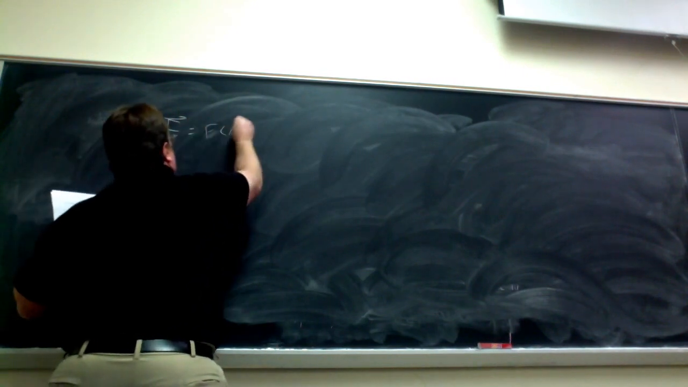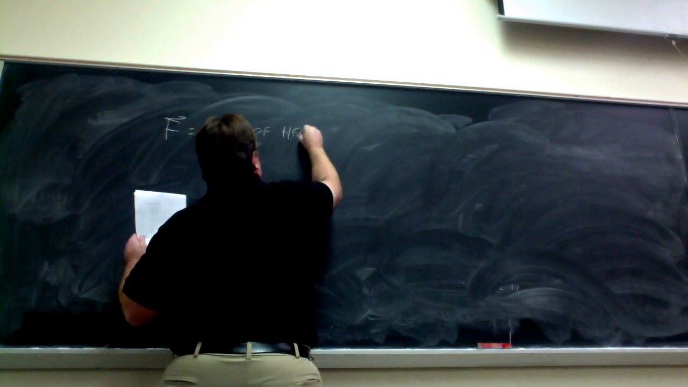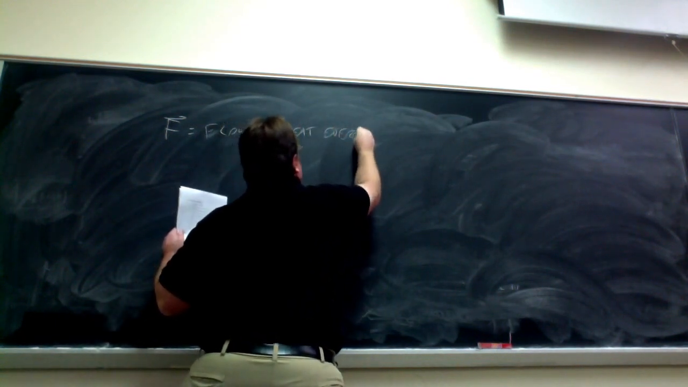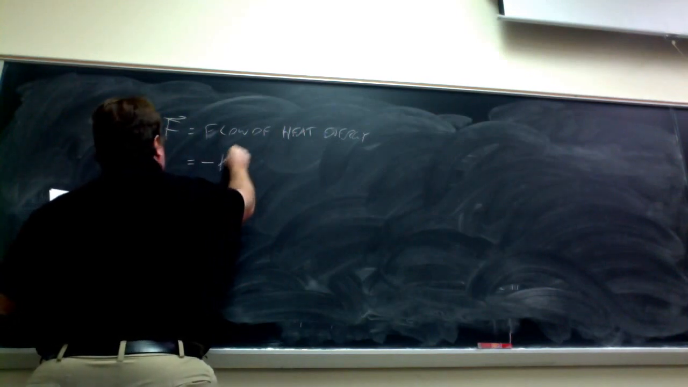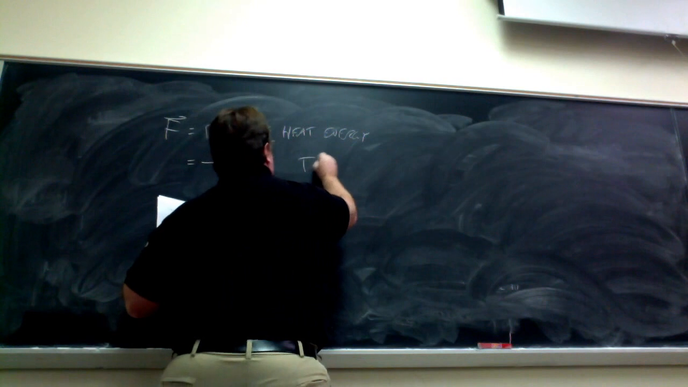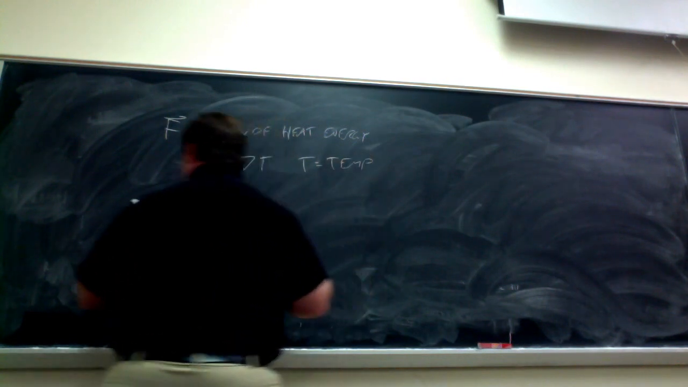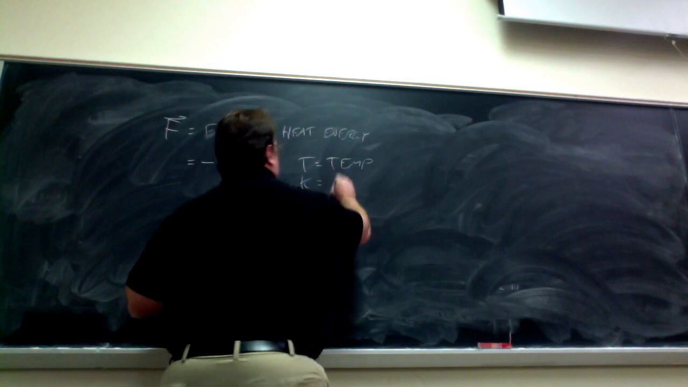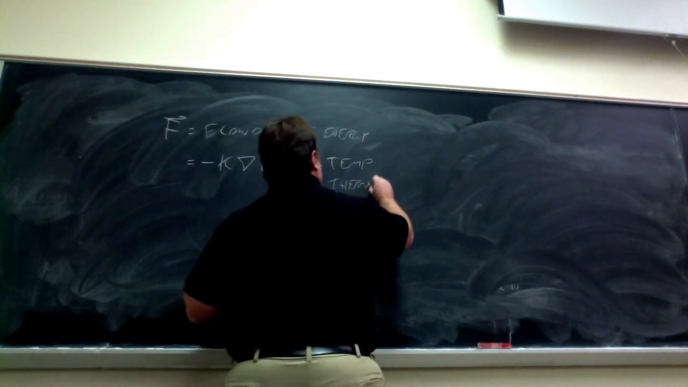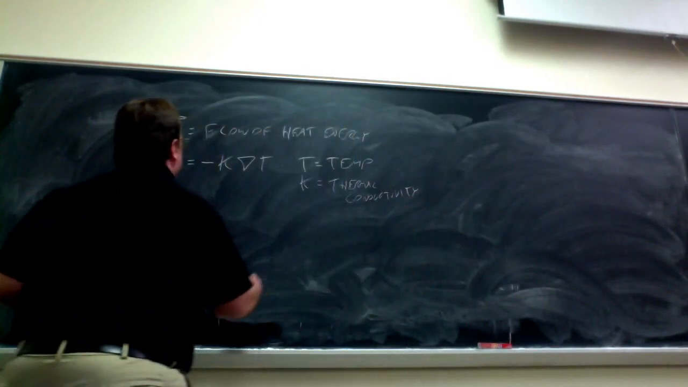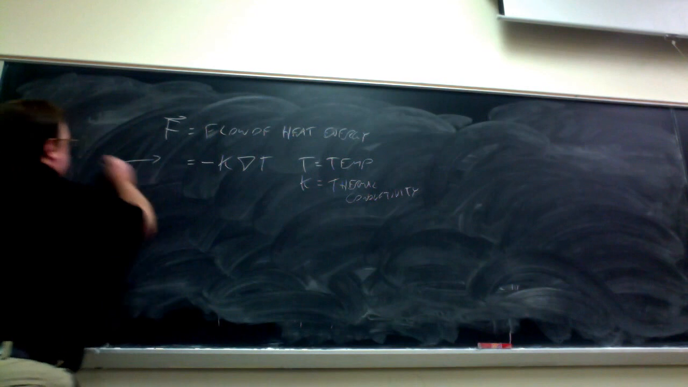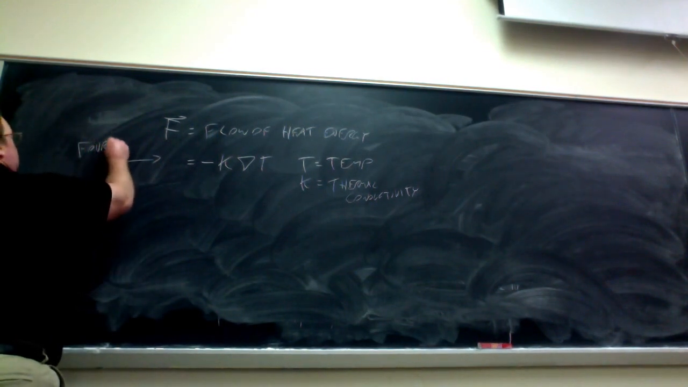All right, so suppose that you have a vector field F that is a flow of heat energy. Okay, and it turns out to be equal to minus K gradient of T, where T is temperature, K is a constant, thermal conductivity. And this is a relationship that's called Fourier's law.